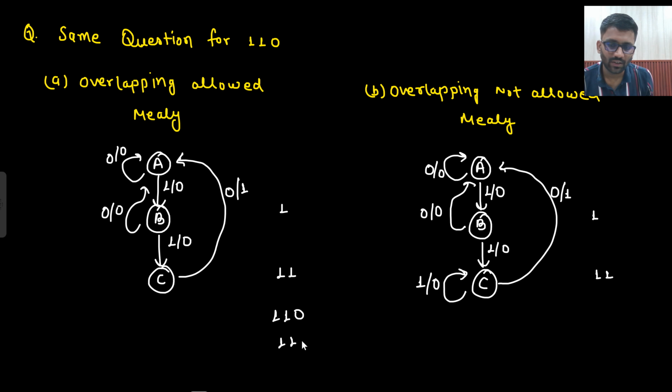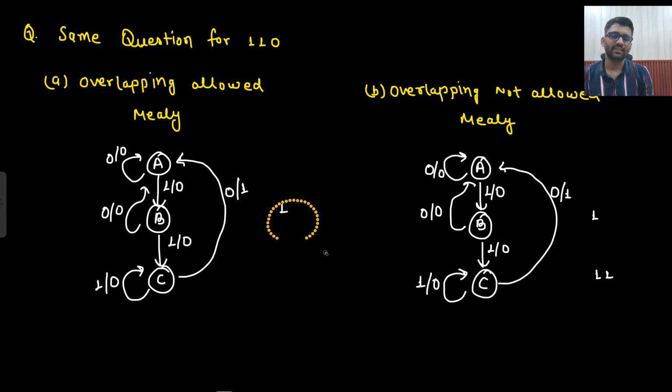And if 1 is applied, then again I will look for the best case only, because eventually my output is going to be 0. Do I get 1 anywhere? Yes, here I get 1. So if 1 is applied, my output will still be 0, but I will come back to C only. That's the way I will be going. Okay. What do you understand here? That these both are equal.